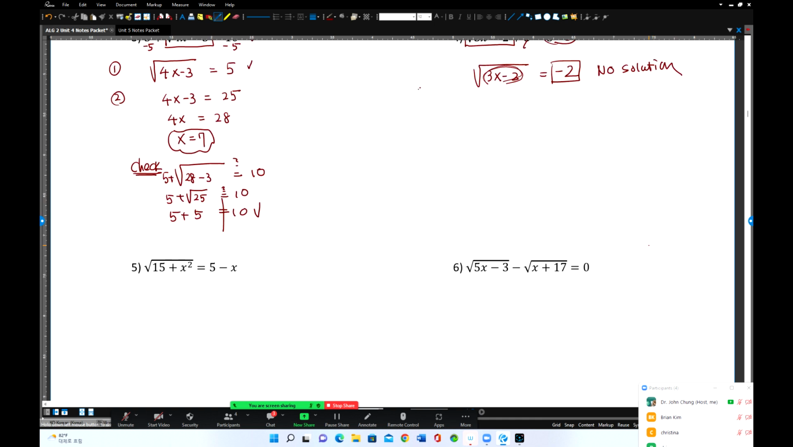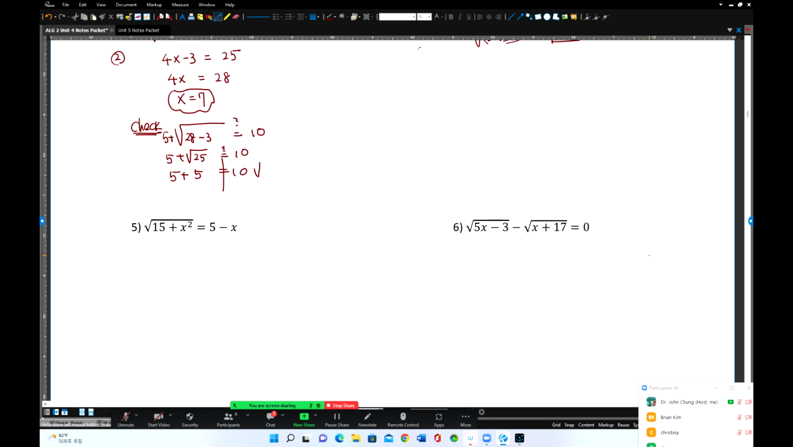Okay. Number 5 is a little different. Yeah, it's isolated already. One radical function is on the left, the other one is on the right. That's fine. This is isolated already. Second one, just square it. Okay, now let me square it.